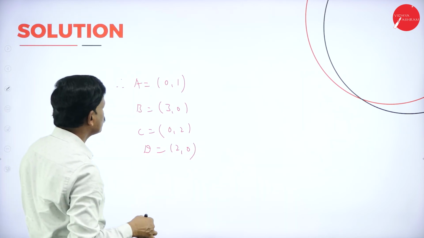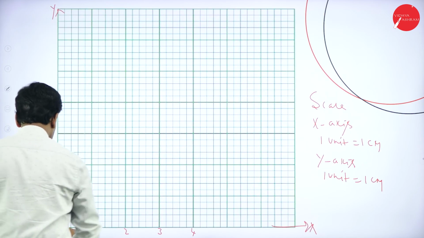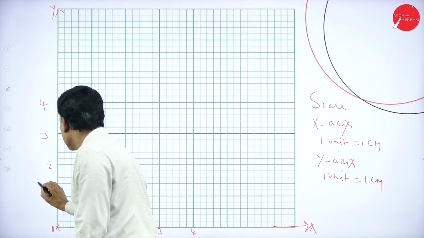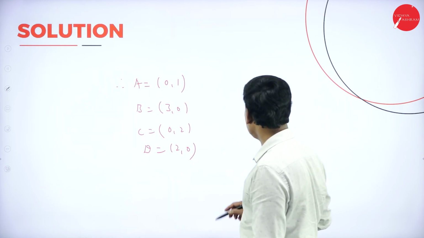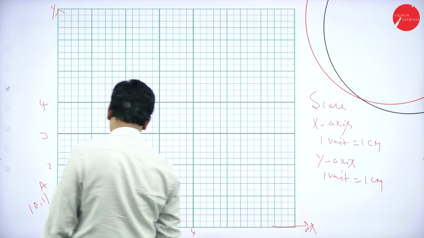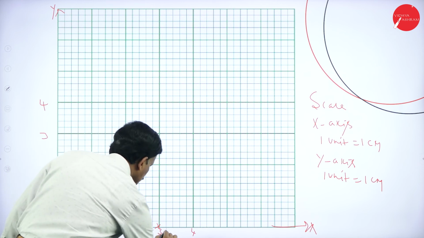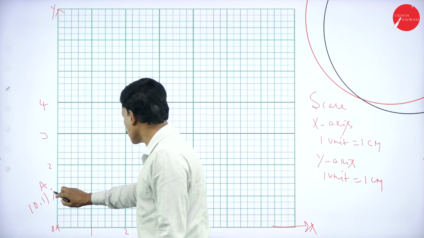Now what are the points we are getting? A is 0, 1. When x is 0, y is 1. This is the point A, 0 comma 1. Next, what is B? B is 3 comma 0. X is 3 (1, 2, 3) and y is 0. This is B, 3 comma 0. Draw a line, this is a straight line.